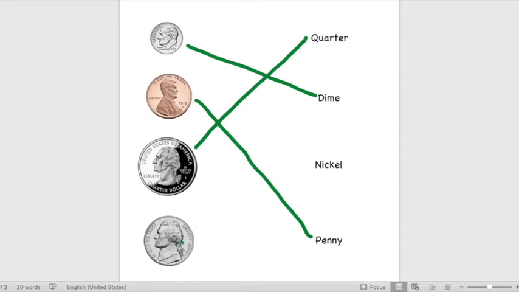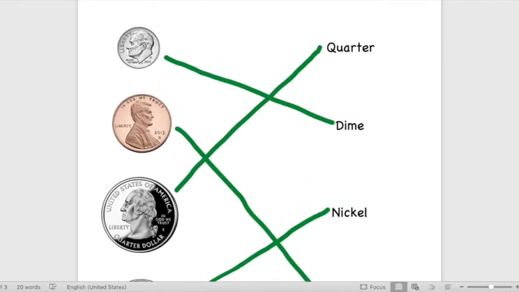And here's our last coin, right here. It's worth more than a penny, but less than a dime. There's only one left. This is a nickel. Let me zoom in a little more.